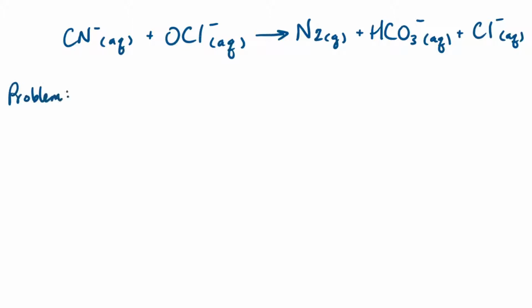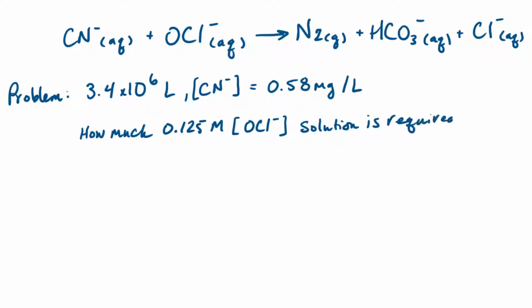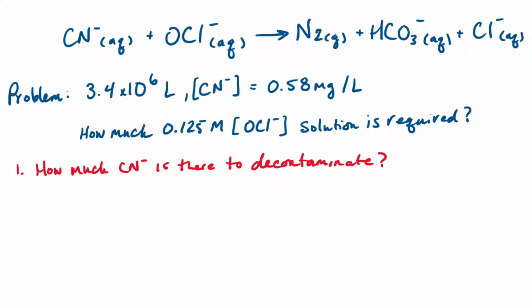So if we find ourselves with 3.4 million liters of water with a cyanide concentration of 0.58 milligrams per liter, what is the minimum volume of 0.125 molar hypochlorite solution that we need to add to ensure complete decontamination? To answer this, we're going to need two pieces of information: the amount of cyanide in moles and the ratio of cyanide moles to hypochlorite in a balanced reaction. The first part of the question is straightforward enough.